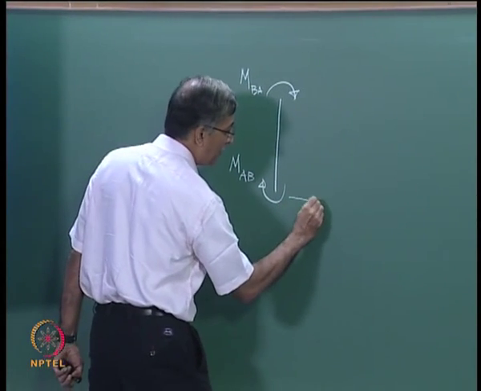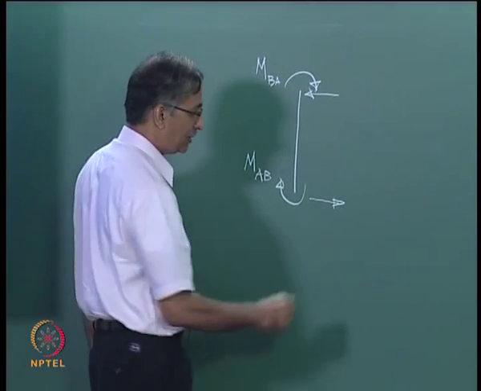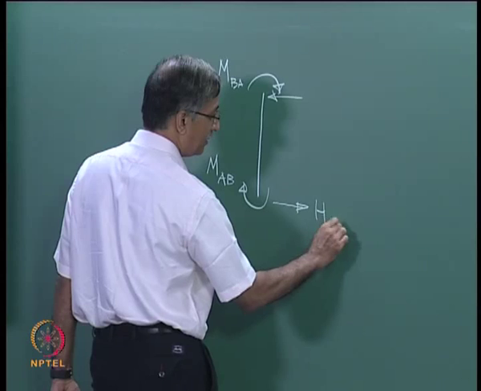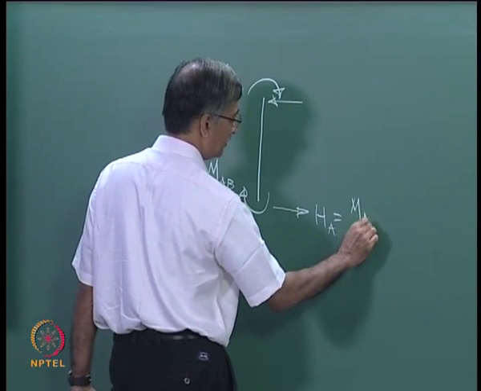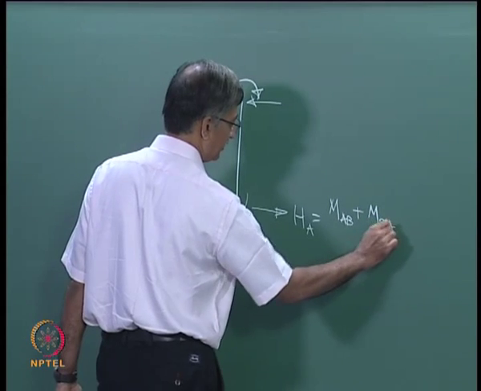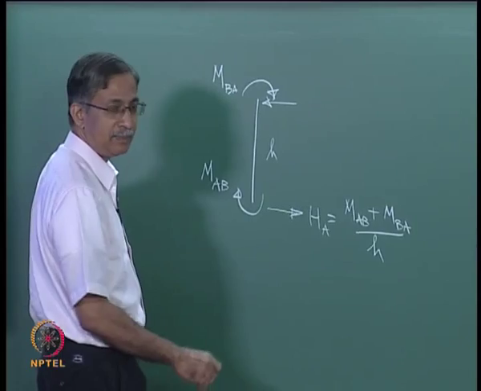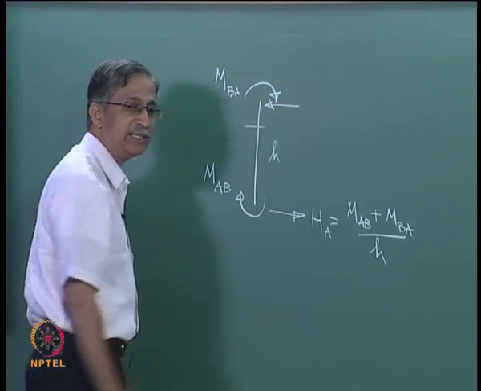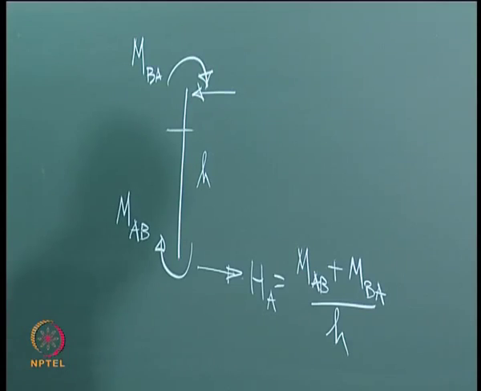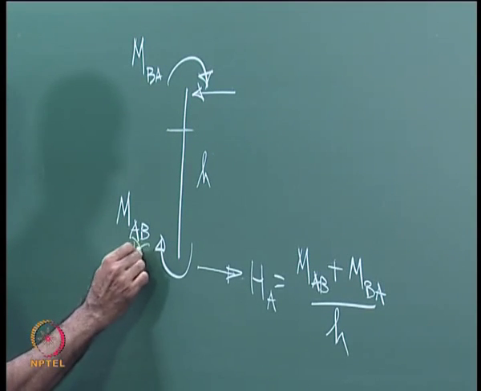So for equilibrium this will point this way and this will point this way. This is what we call HA, and this will be equal to this, and wherever you cut a section the shear force is constant. What happens if, instead of AB, you have DC and CD?